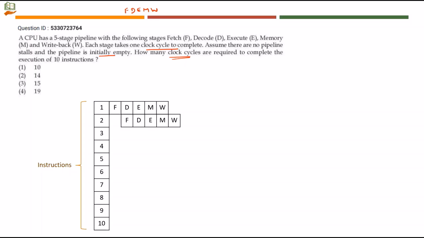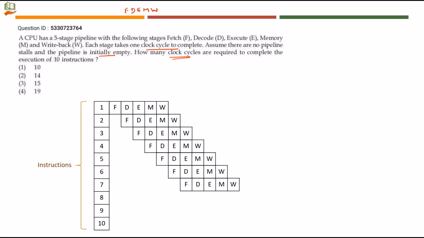Now the second instruction will start from this point. The third instruction will start from this point. The fourth one, the fifth one, the sixth one, the seventh one, the eighth one, the ninth one and the 10th one. When instruction 2 is in fetch, instruction 1 is in decode. When instruction 3 is in write back, instruction 4 is in memory. There is no overlap occurring; every stage is occurring individually here.